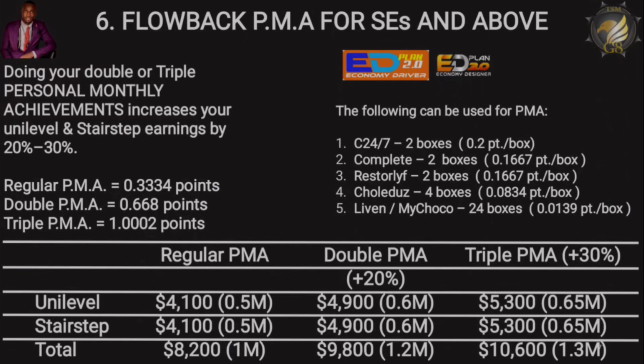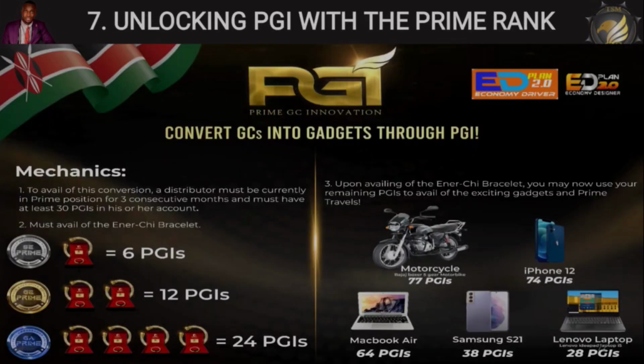Regular PMA does not affect anything in your business apart from unlocking the income you're supposed to earn. And then you can also do what you call double PMA. If you do double PMA, it increases your unilevel and stair-step income by 20%. If you do triple PMA, it increases your unilevel and stair-step income by 30%. So that is the beauty of our business. We have talked about this in other trainings.